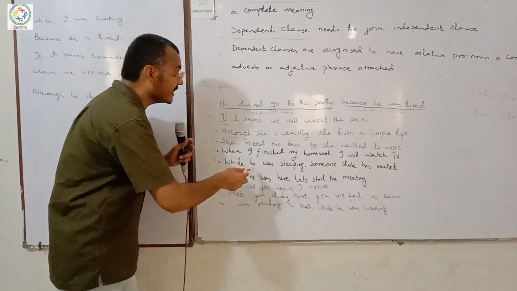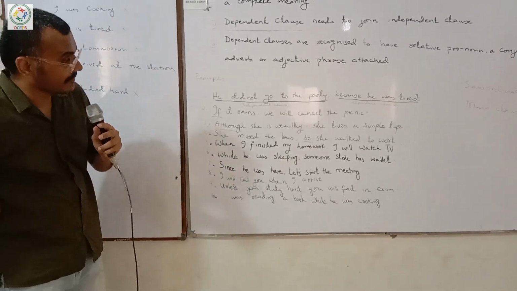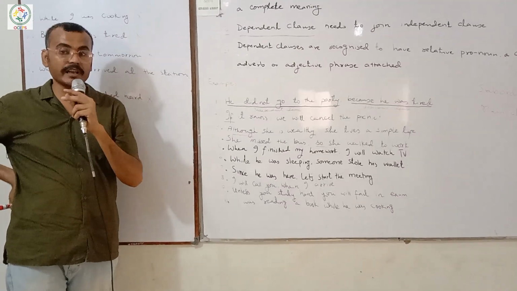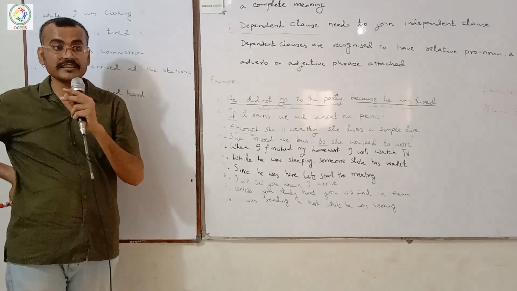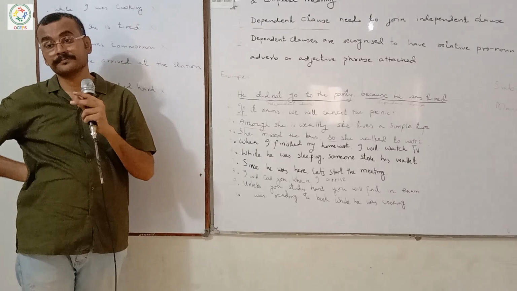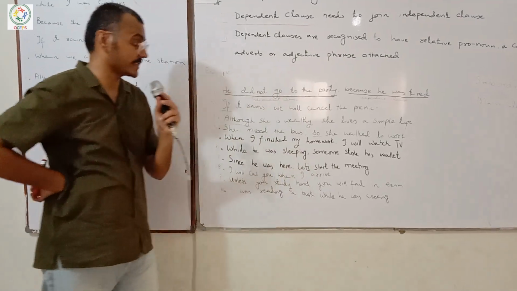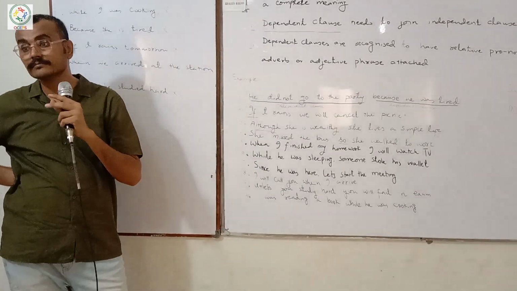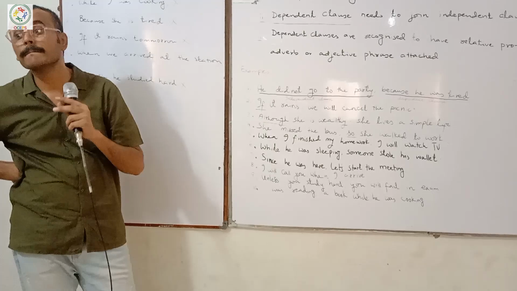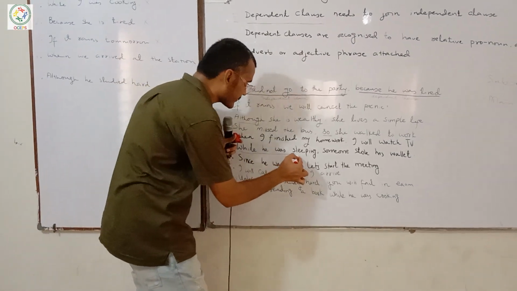Okay, while he was sleeping, someone stole his wallet. Can you tell me in sentence number 6 which is the independent and which is the dependent clause? Sentence number 6: while he was sleeping, someone stole his wallet. Which is independent and which is dependent? Exactly. So while he was sleeping is dependent.